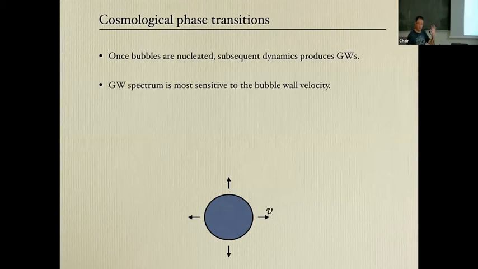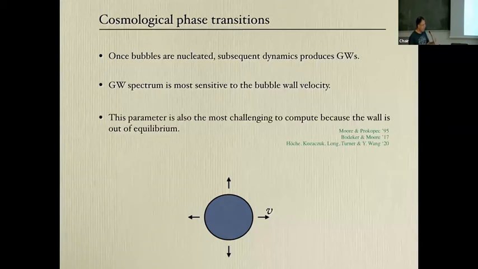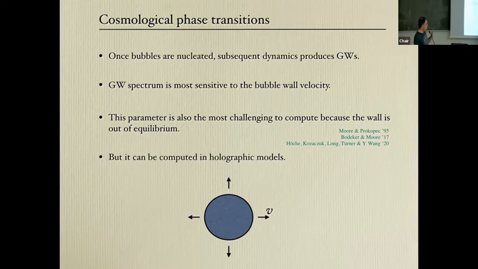So the gravitational wave spectrum, which is what we really want to know, because that's what you would measure, is sensitive to many parameters, microscopic parameters of the phase transition. But the one it is most sensitive to is the velocity with which these bubbles expand. This is called the bubble wall velocity. And interestingly, this is not only the most important one, but the hardest one to compute. Why? Because this is not an equilibrium property. This is not like a latent heat that you can get from thermodynamics. The wall, when it's expanding, is pushing out the plasma in front of it and heating it up. This is an out of equilibrium process. So computing this velocity from first principles, even at weak coupling, is extremely difficult. However, it can be computed relatively easily in holography.